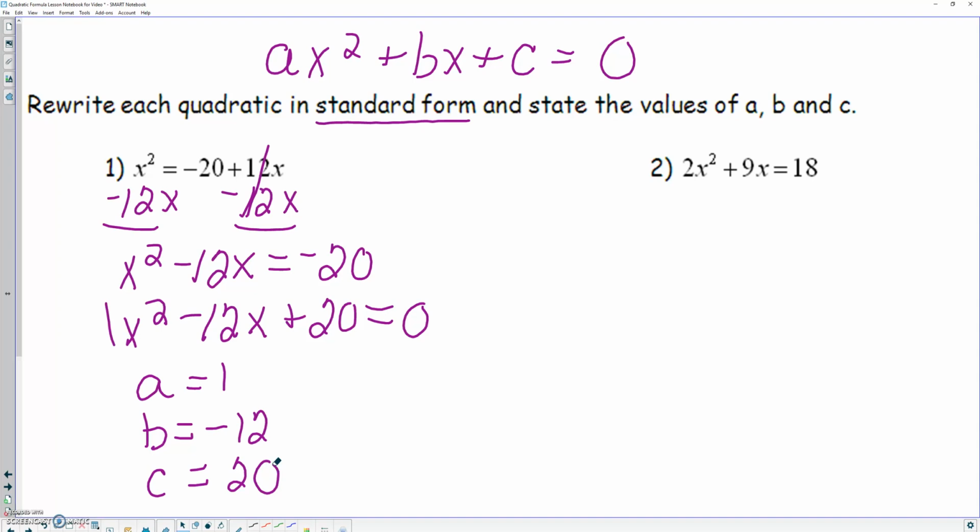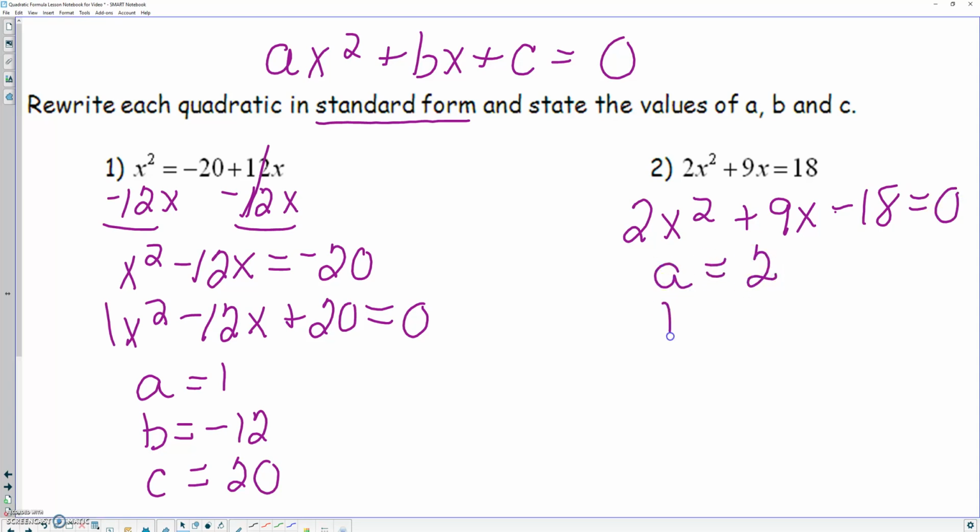If we look at the next example, to get this in standard form, all we have to do is subtract 18. So we get 2x squared plus 9x minus 18 is equal to 0. Here a is 2, b is 9, and c is negative 18.